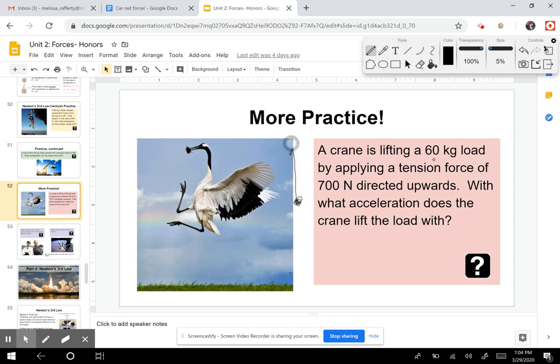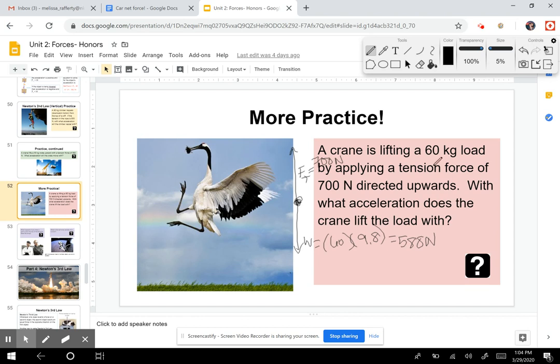We have a tension force upward of 700 newtons. And we have weight pulling downward. And we need to solve for that weight. We take the mass times gravity. So notice how in every one of these problems, we've had to solve for the weight every time. So 60 times 9.8 gives us 588. So already I can tell the tension force is the larger force.